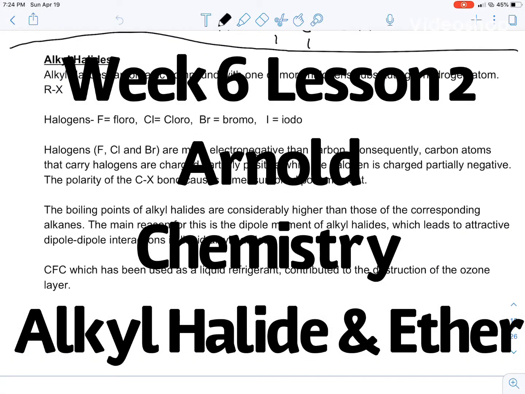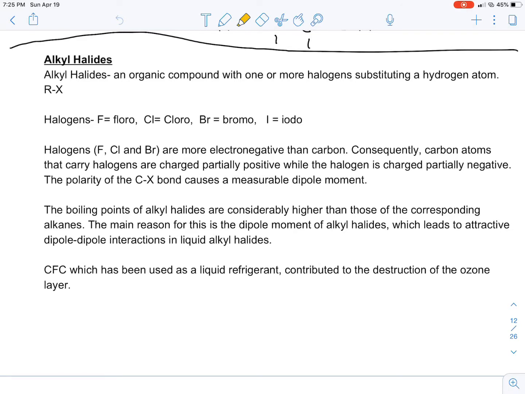Hi there. This is week 6, lesson 2, alkyl halides. These are also known as halocarbons. What we're going to do here is use another substitution group. This time we're substituting in our halogens for our hydrogen.